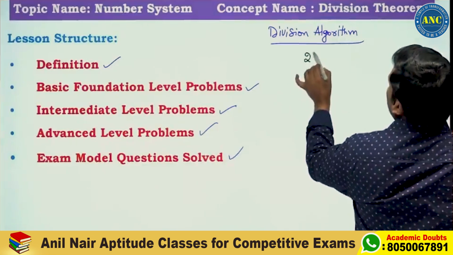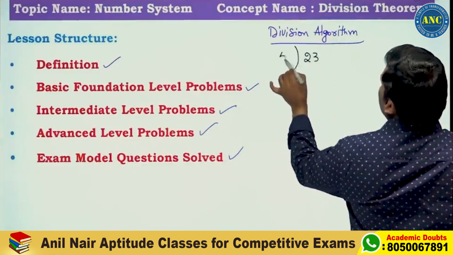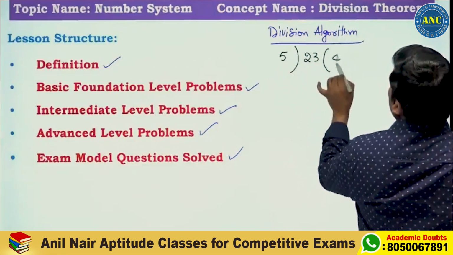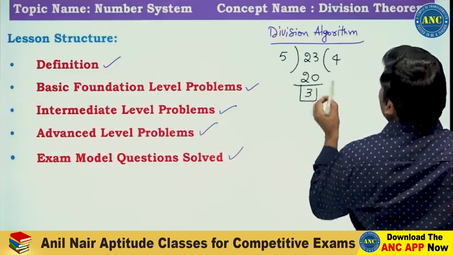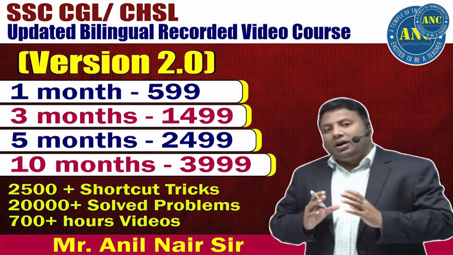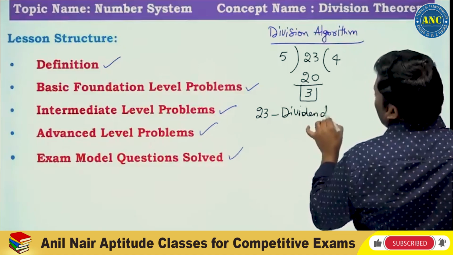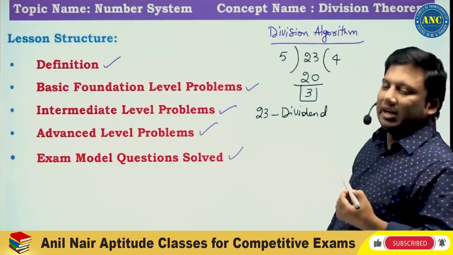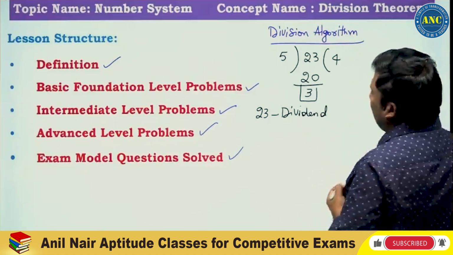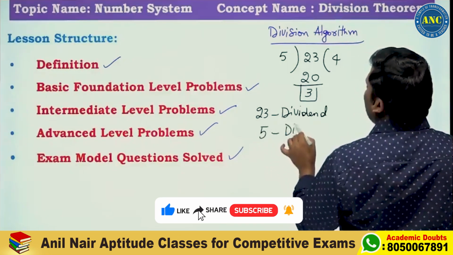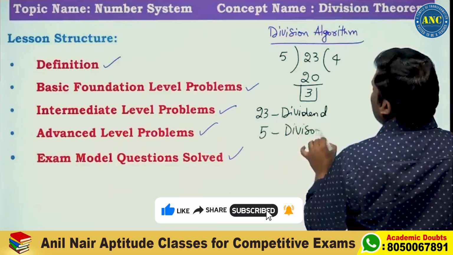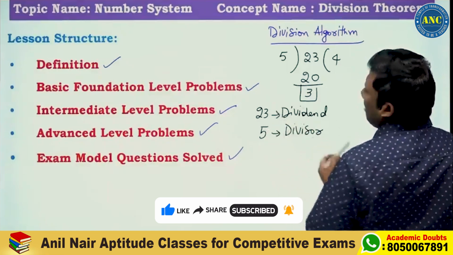Suppose 23 is divided by 5. 5 fours are 20. Remainder, it is 3. 23 is called the dividend. The number which is getting divided is called the dividend. The number which is dividing the dividend is called the divisor. 5 is the divisor.